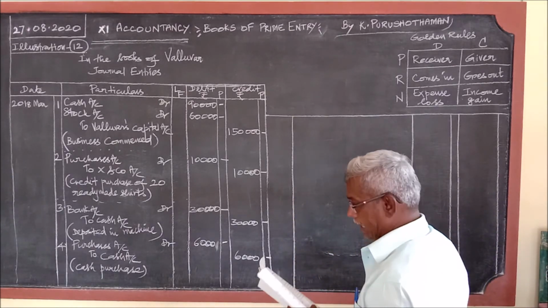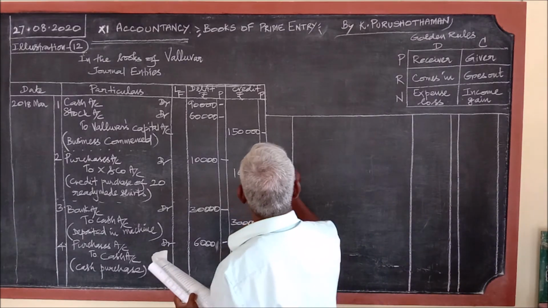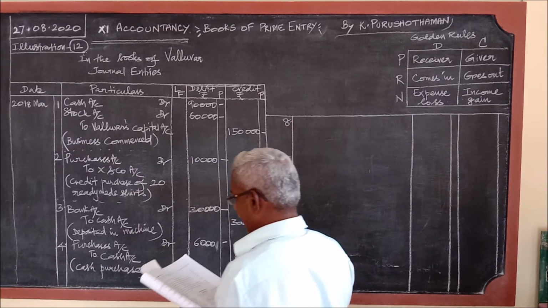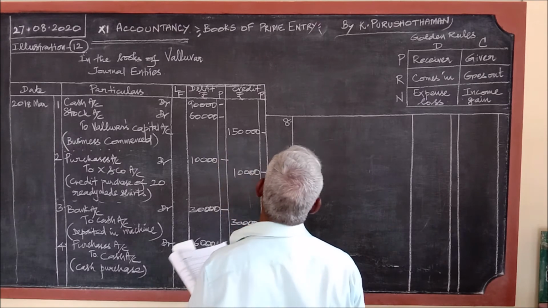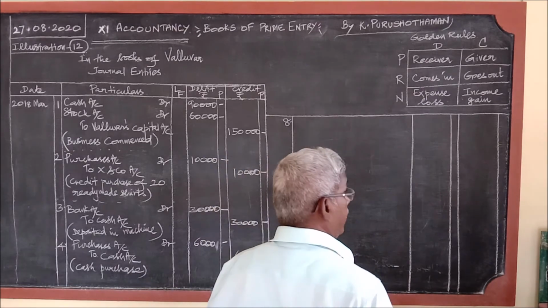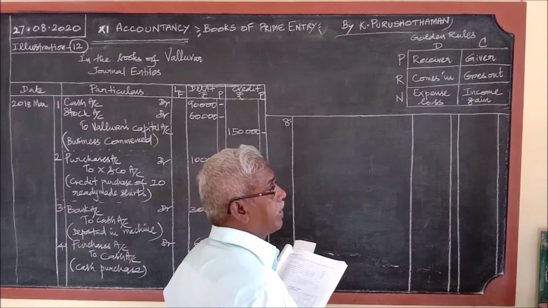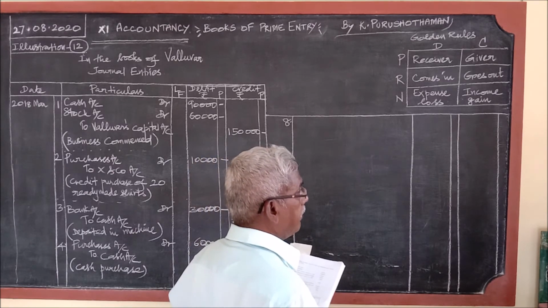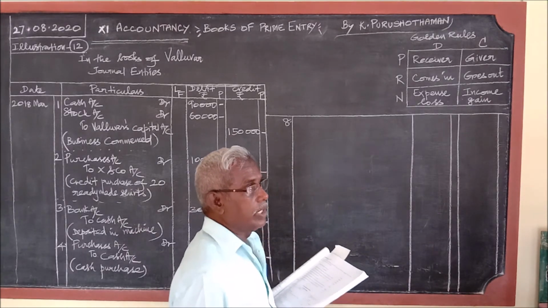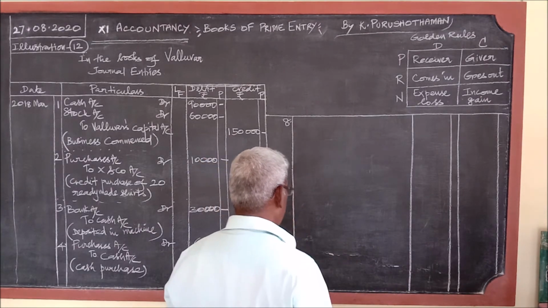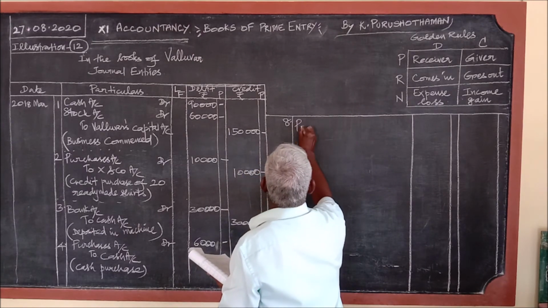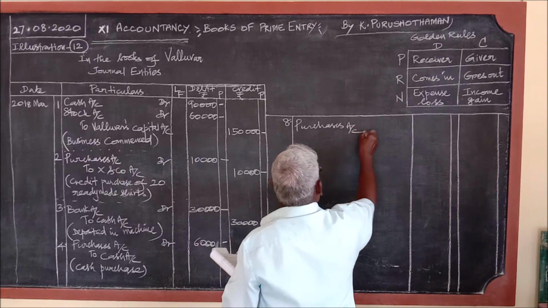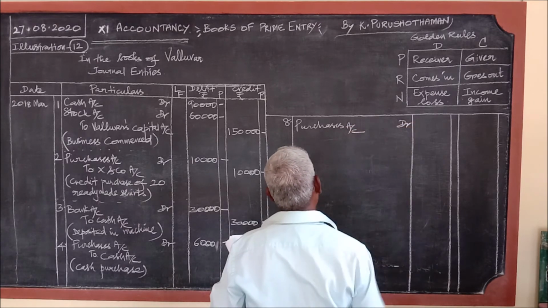And the next date is 8th. Purchased 20 sarees from Izzat and Co. Here the textile materials are goods, so goods are purchased. Whatever the type of textile materials purchased, they are called goods. Therefore, goods are purchased, so we can write purchases account debit.